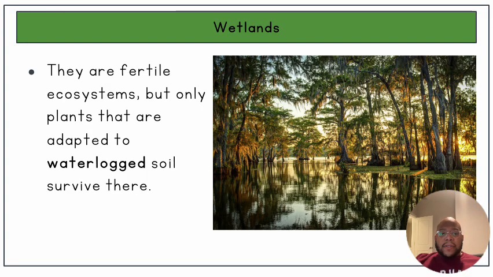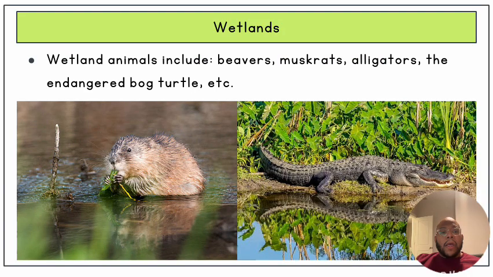Wetlands are fertile ecosystems, but only plants that are adapted to waterlogged soil can survive there. And that's because of the conditions of them consistently being wet year long. For most plants, too much moisture can cause them to die, so they have to have plants that are adapted to that system. Some wetland animals include things like beavers, muskrats, alligators, and the endangered bog turtle.